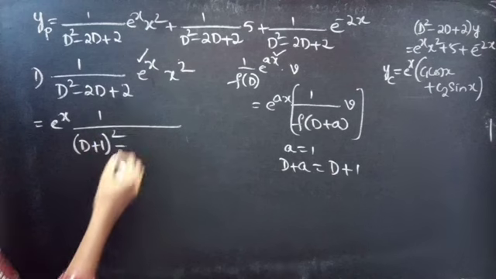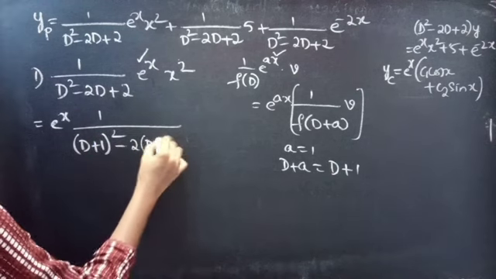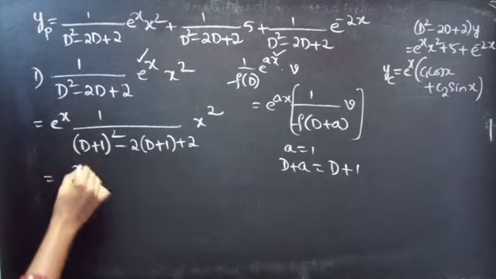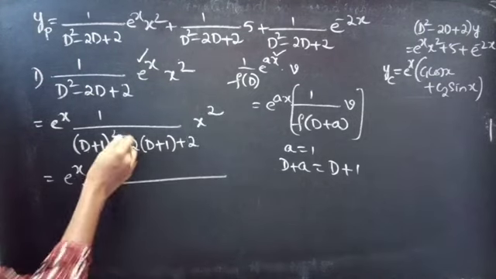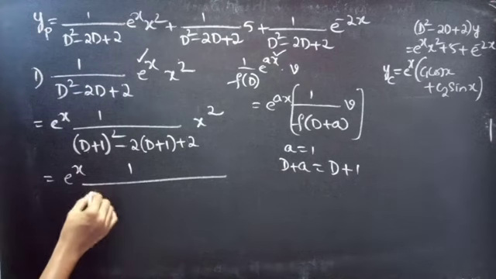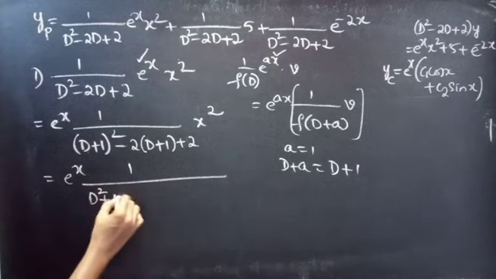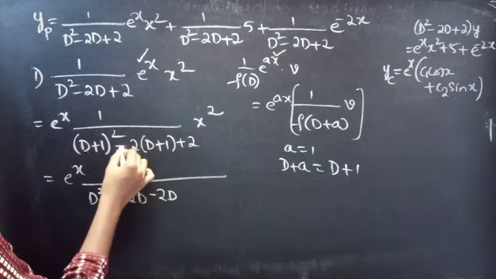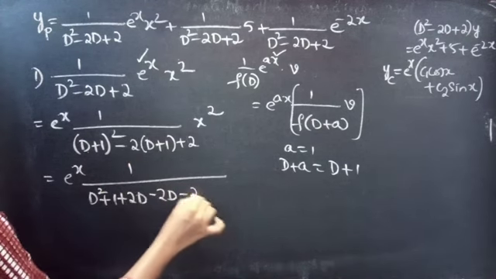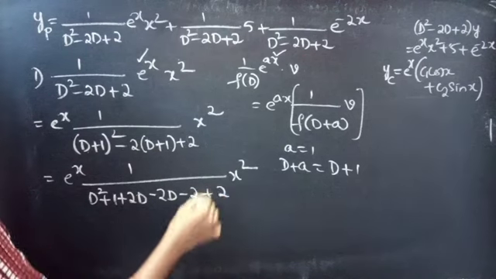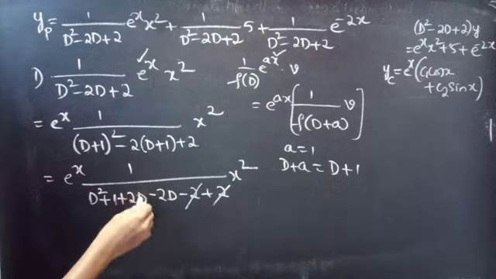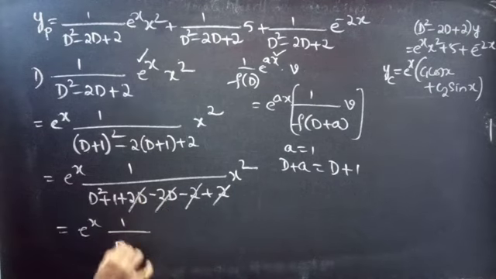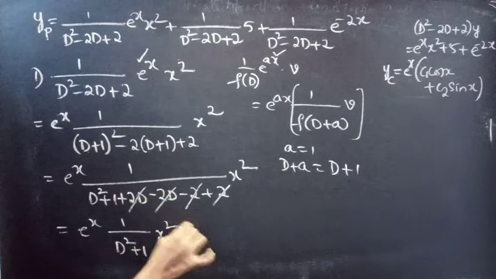We'll get D plus 1 whole square minus 2 into D plus 1 plus 2 into x square, which equals e power x into 1 by expand D plus 1 whole square using a plus b whole square. We'll get D square plus 1 plus 2D minus 2 into D is minus 2D, minus 2 into 1 is minus 2, plus 2 into x square. Here minus 2 plus 2 gets cancelled and plus 2D minus 2D gets cancelled. So we'll get e power x into 1 by D square plus 1 into x square.